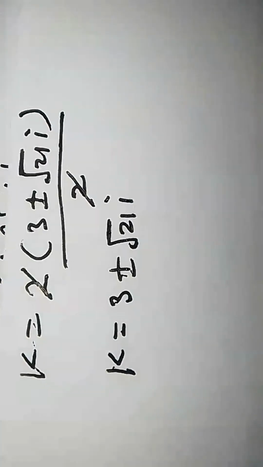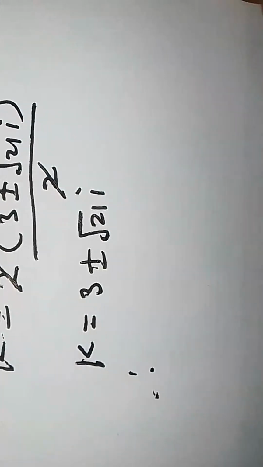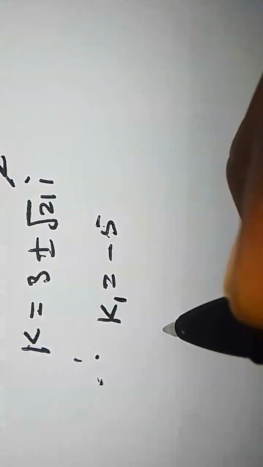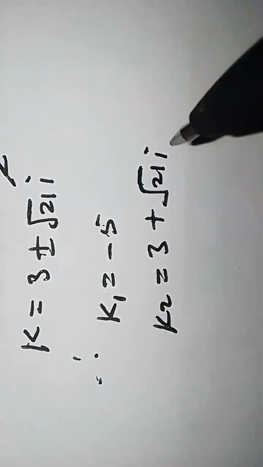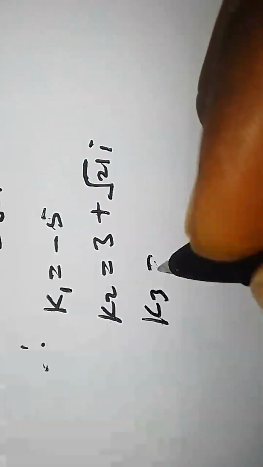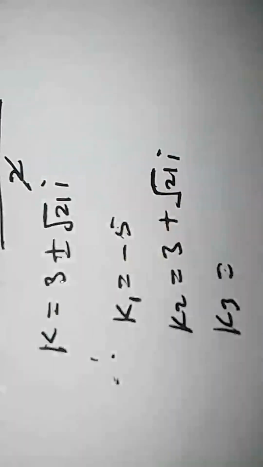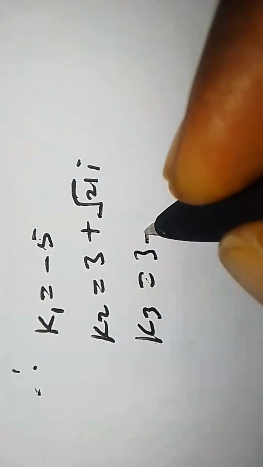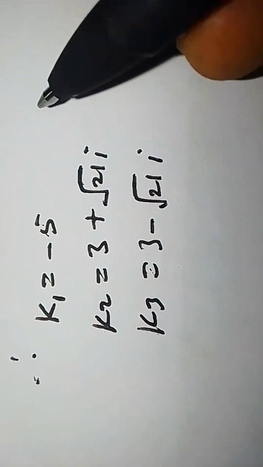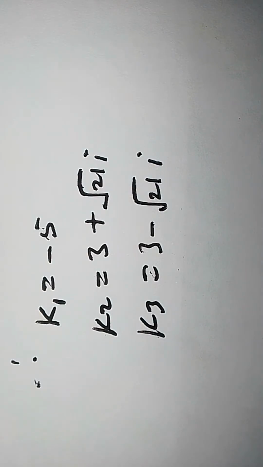This is another solution. So, therefore, we can claim that the first solution that we obtained is actually k equal to negative 5. Let's call it k1. From this line, we can obtain our k2. K2 is clearly equal to 3 plus the square root of 21 i, by considering the positive sign. Also, k3, considering the negative sign, is equal to 3 minus the square root of 21 i. So, these are the three solutions for this algebra question.